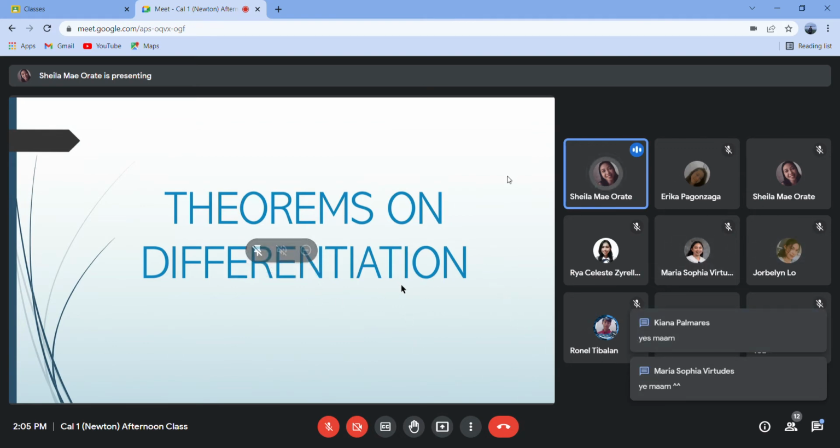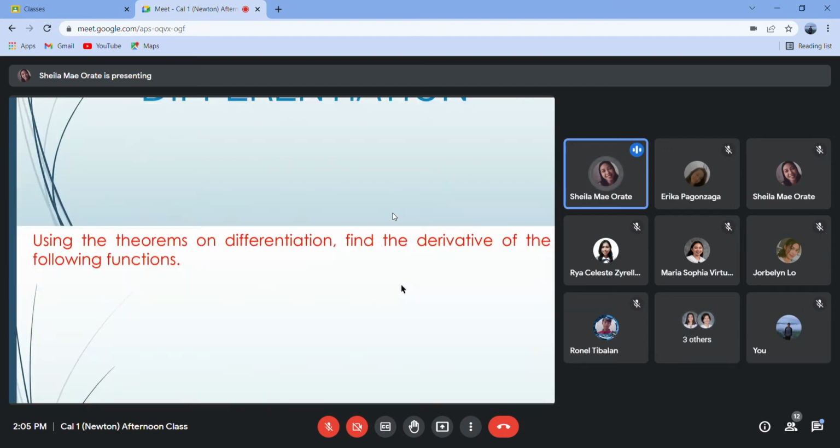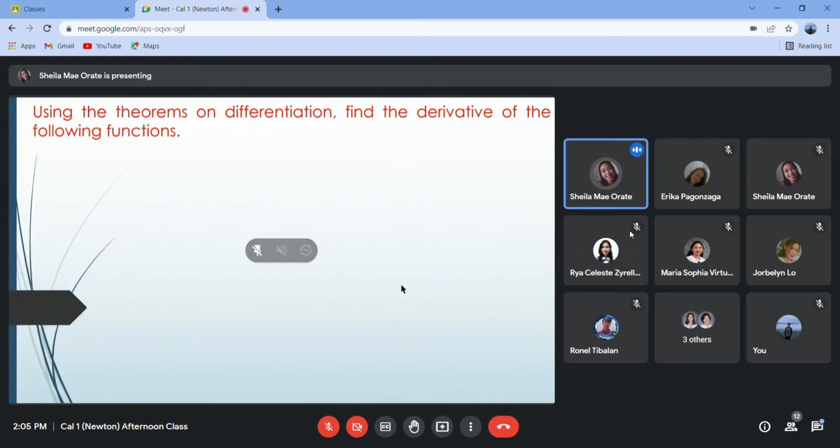Okay, sige. Let's have more examples para mahinumduman ninyo itong rules ganina. Using the theorems on differentiation, find the derivative of the following functions. We have here number 1. Given f of x is equal to 1/5, what is the derivative of our function?